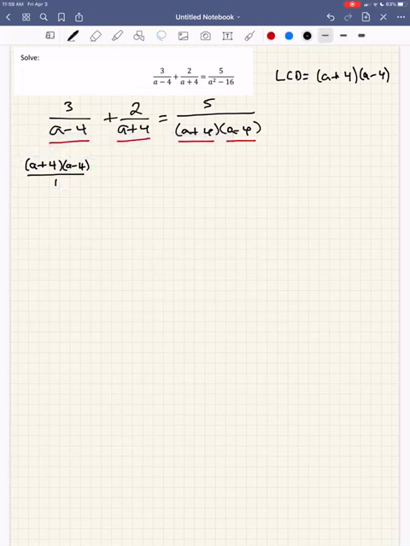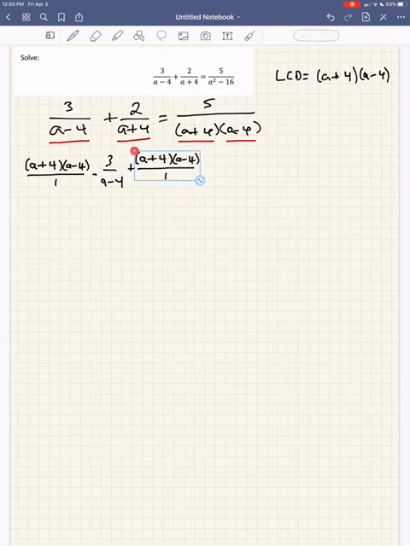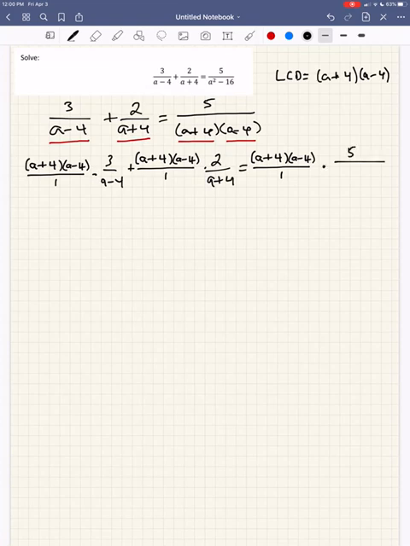Alright, so I'm going to multiply that by this first fraction, 3 over a minus 4, plus, let's copy that. There's my common denominator. I'm going to multiply that by 2 over a plus 4. That's my second fraction. And I'm going to do the same thing over here. So I get 5 over a plus 4 and a minus 4. Sort of long here. Barely fits.